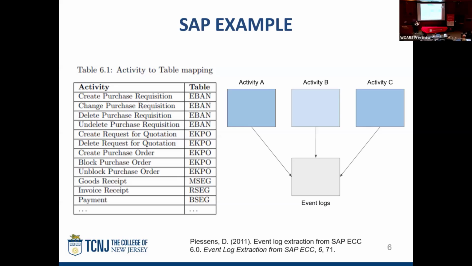I'm going to talk about how we can use AI when we extract the event log, because this is one of the challenging parts when you do process mining analysis. We'll talk more about this. After we map the activities to tables, we extract those activities and flatten them into one event log table.